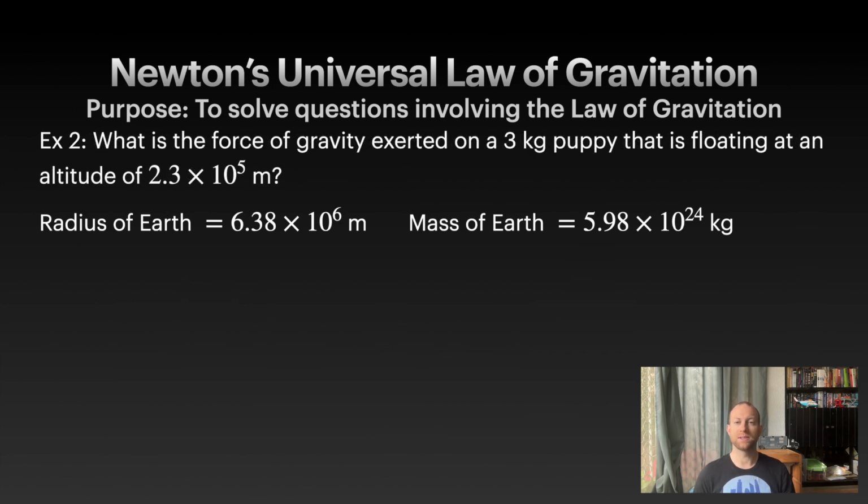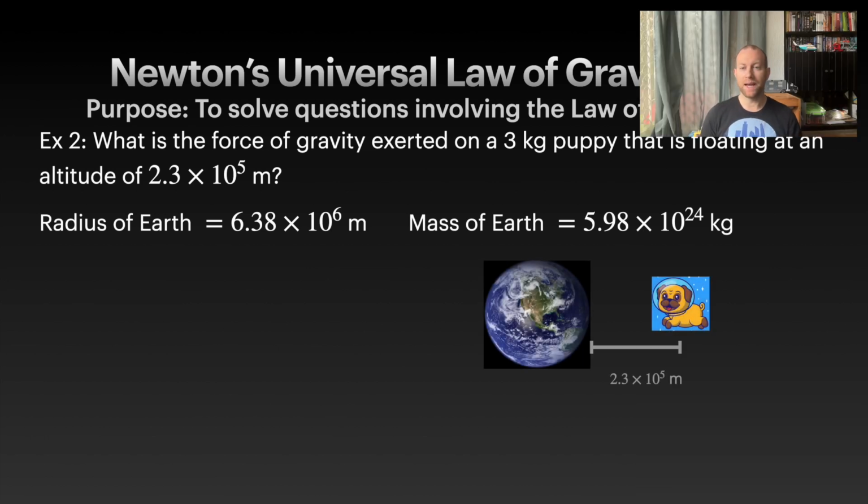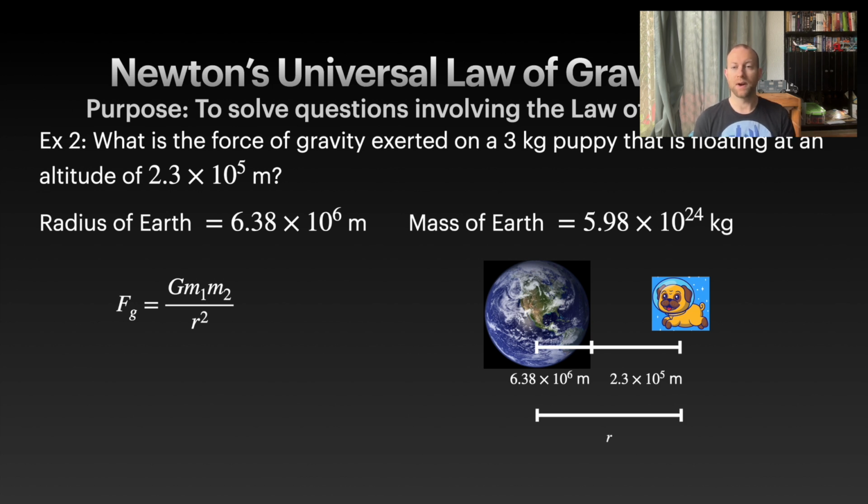So what is the force of gravity exerted on this 3 kilogram puppy, except now it's floating in space at an altitude. Altitude means from the surface to the object. So if we were to look at what that looks like, here's the Earth, here's our puppy. The altitude is this, from the surface of the Earth to the dog. But that's not what the R value is. Remember, the R is from the center of mass to center of mass. So we have the center of the Earth to the edge is this. In our equation, we need the R value from the center of the Earth to the puppy. So that is what the R value is.